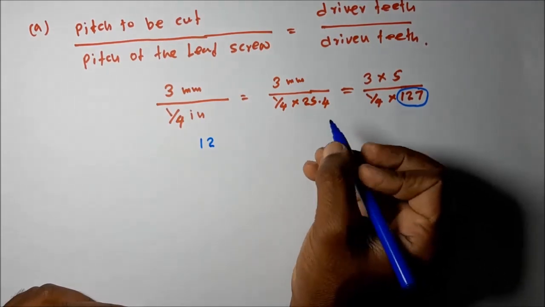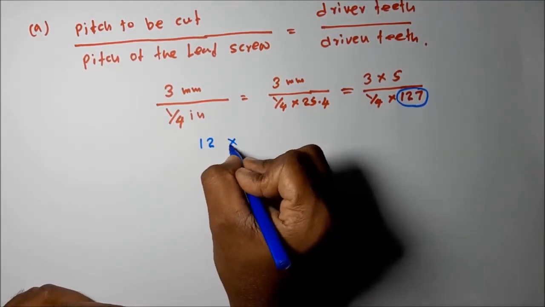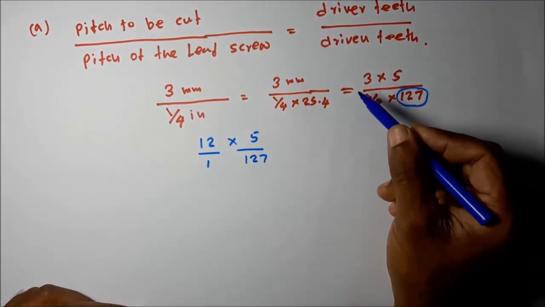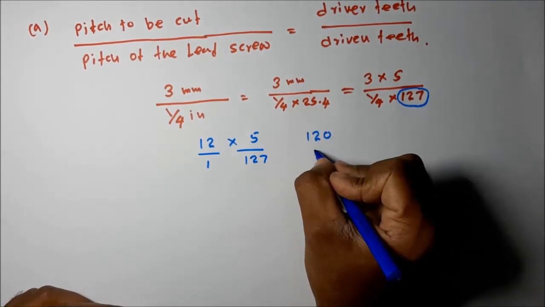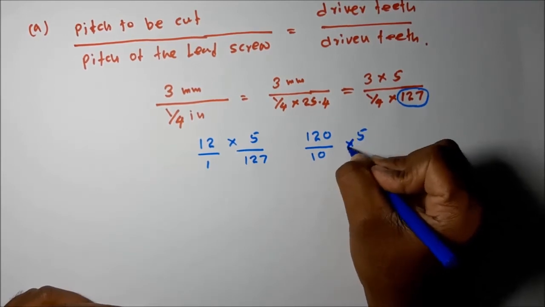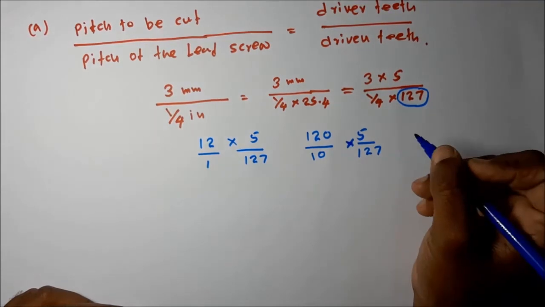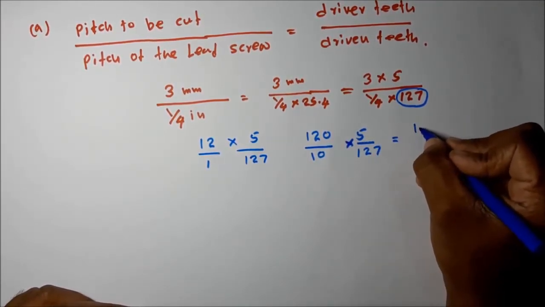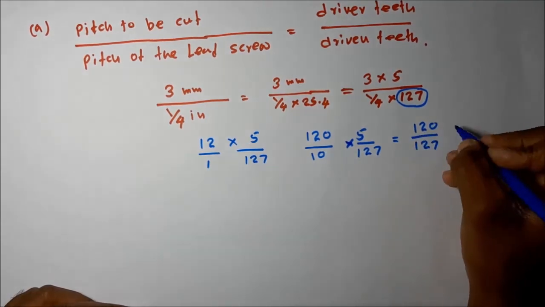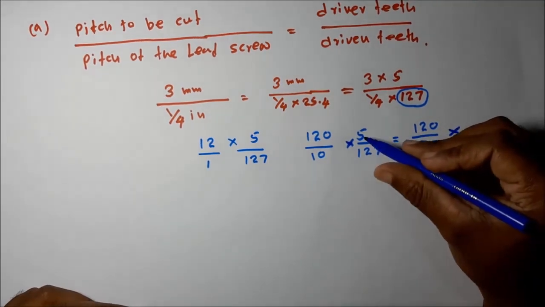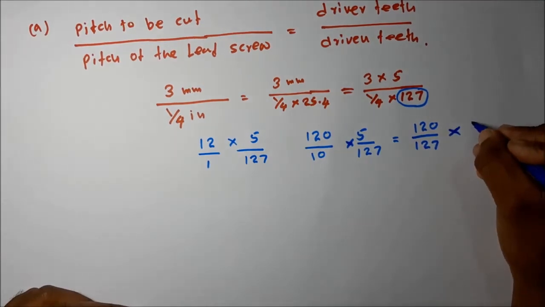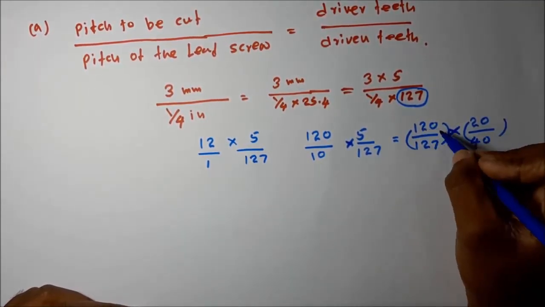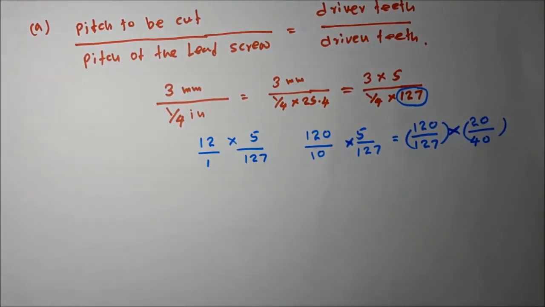So 120 into 5 into 1 divided by 127. Then let's take 120 divided by 10 into 5 divided by 127. Then this ratio we can rearrange again: 120 over 127 into, for the 5 we can multiply by 4, that means 5 into 4 is equal to 20. The same thing we do with the 40. Then this is the gear train we can use: 120, 127, 20, 40. This is a possible gear train.